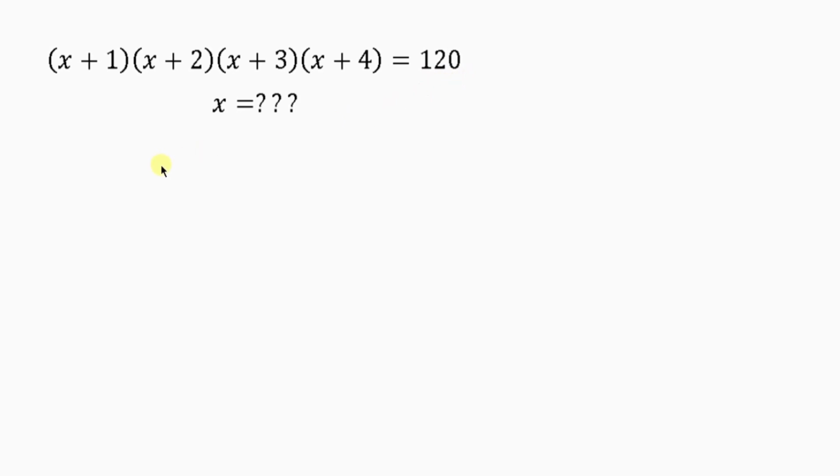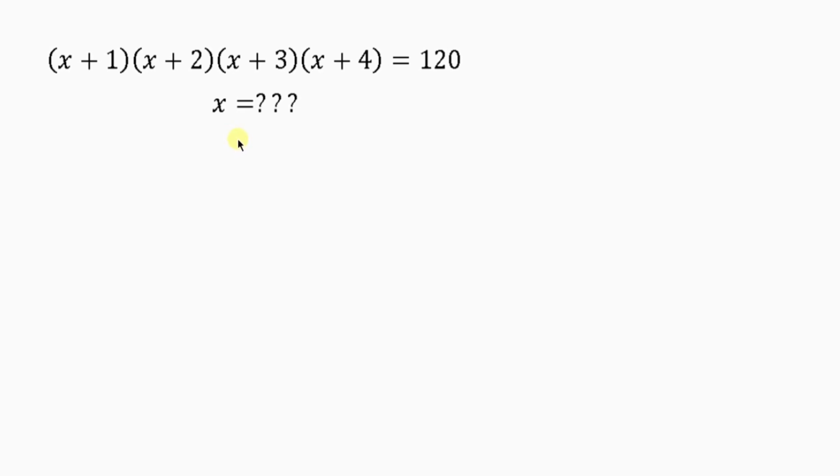Well, for some of us, we can easily guess that 120 is 5 factorial. And because of that, you can easily see the value of x is equal to 1, because when x is equal to 1, substituting that into this expression, we're going to have 5 factorial, which is equal to 120. But remember, the question says find all values of x.